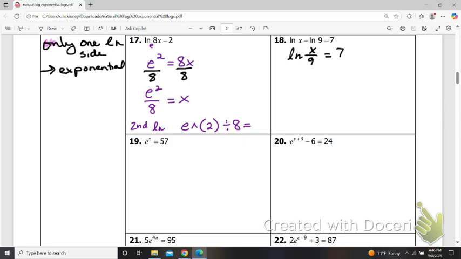Now we're going to go to exponential. So e to the 7th power is equal to x over 9. Now we're going to get the x by itself, so we would multiply by 9, right, to get rid of that. So doing 9 times e to the 7th, or e to the 7th times 9. And again, grab your calculator.